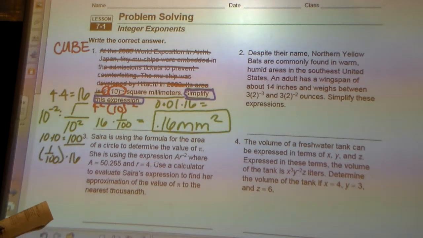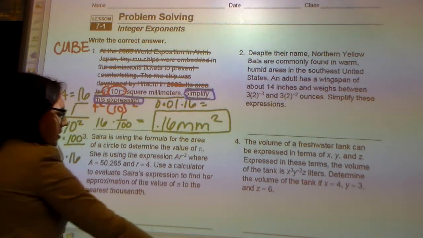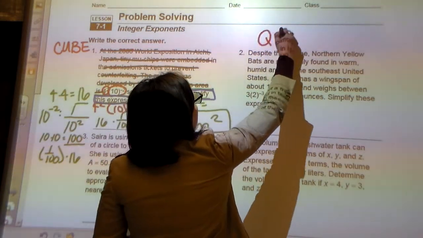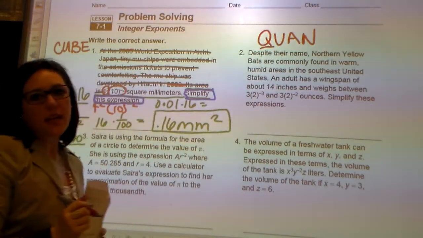So, what method should we use on this next one? Should we hit the quan? Yeah. Okay. Hit the quan. So when we hit the quan, the first thing it's asking us is what is the question asking, correct?